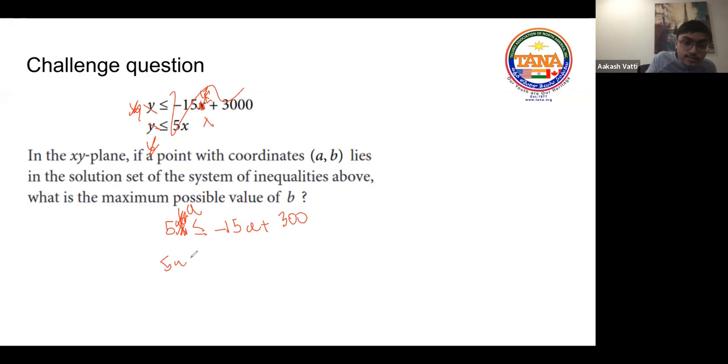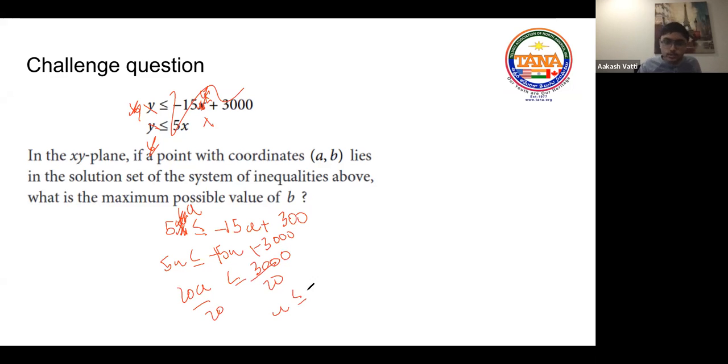So 5A is less than or equal to negative 15A plus 3,000. And so you basically isolate for A. So plus 15A, so 20A is less than or equal to 3,000. You divide by 20. You get A is less than or equal to 150, but that's not what it's asking. It's asking what B is. So you can plug in A, which is X in this case, into this bottom equation. So you get Y is less than or equal to 150 times 5, which is 750. And that is your answer because you want the maximum possible value.